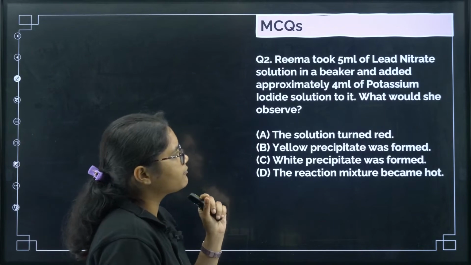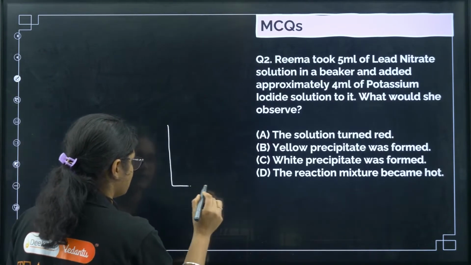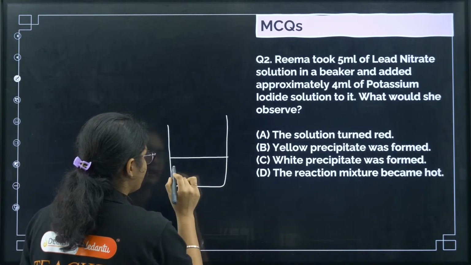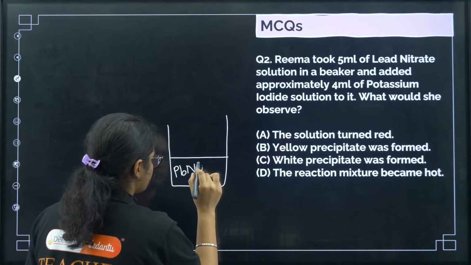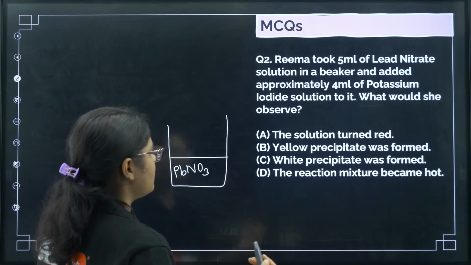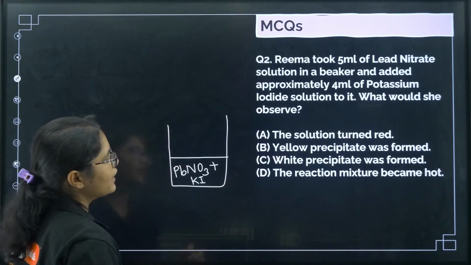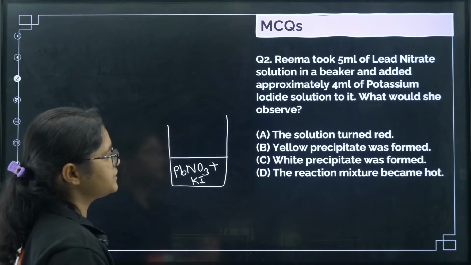Okay, Rima took 5 ml of lead nitrate solution in a beaker. Let us imagine there is a beaker, and you took lead nitrate in it and added approximately 4 ml of potassium iodide, KI. Now, what would she observe?